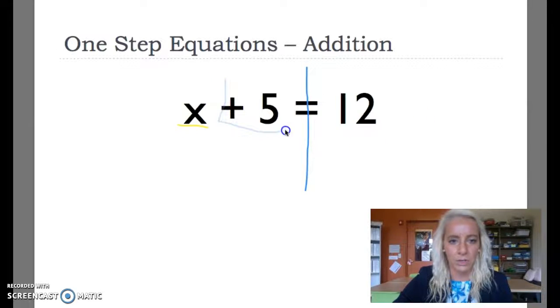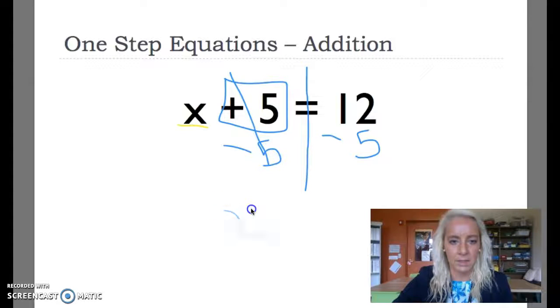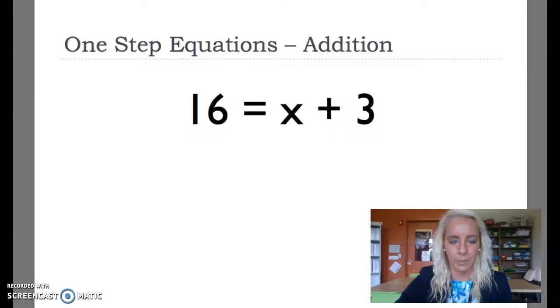The inverse of adding 5 is subtracting 5. So I'm going to subtract 5 to both sides of my equal sign. Because I subtract 5 from 5, they cancel out. So I'm left with my variable x is equal to 12 minus 5, which is 7. Let's look at another example.